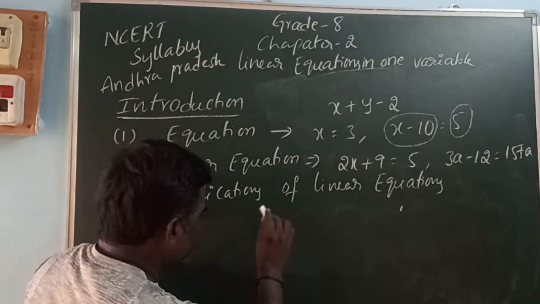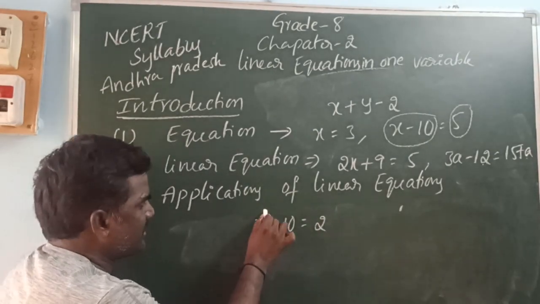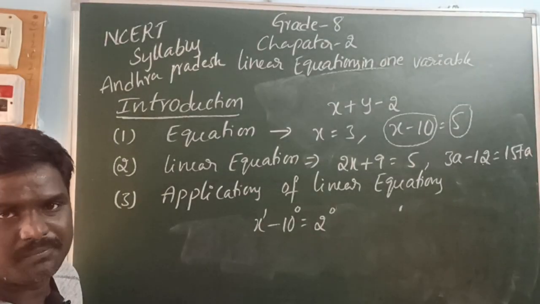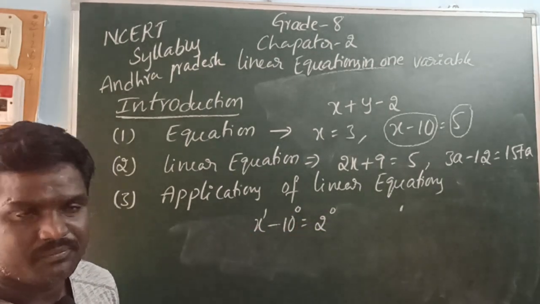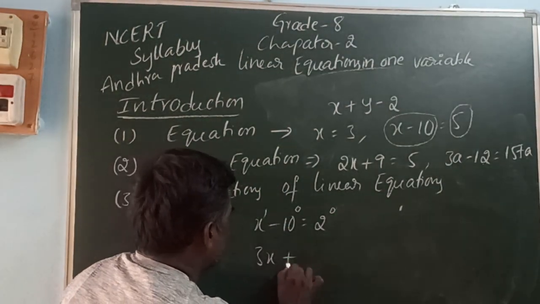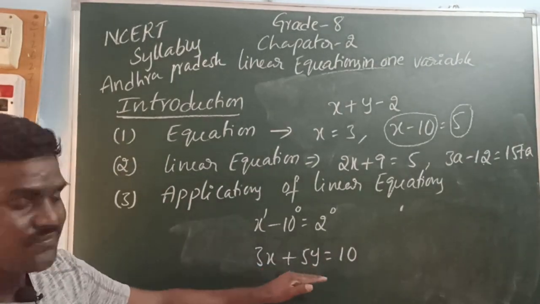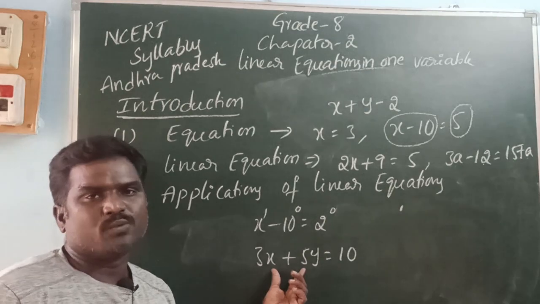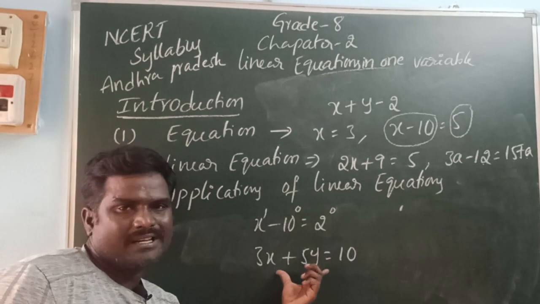So here, x minus 10 is equal to 5. Its degree is 1, its degree is 0. It is a linear equation, a linear polynomial which is equal to a constant. Here, what is the variable? One variable. For example, 3x plus 5y is equal to 10. Here, it is a linear polynomial. Why? 3x plus 5y. Here degree is 1, here degree is 1. So the degree of the polynomial is 1. That is called a linear polynomial which is equal to a numerical expression. Therefore it is called linear equation.